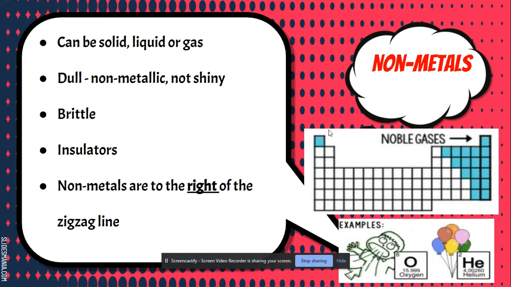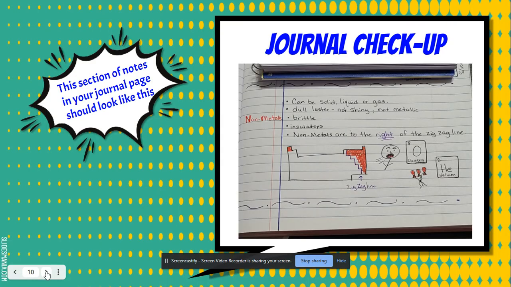And then we have hydrogen as well, which is the only one not on the right-hand side. Some examples are oxygen, the air that we breathe in, or helium, which makes balloons float. Quick journal checkup, guys. The section for nonmetals should look similar to this.